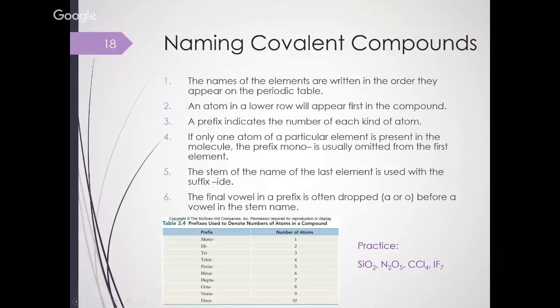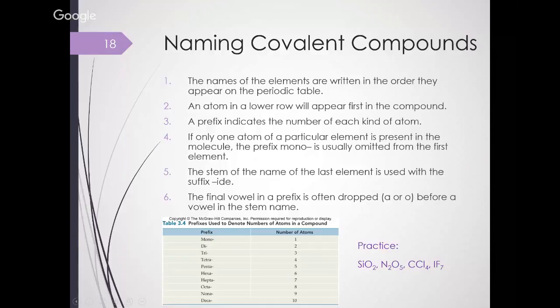So in practicing with these down here, I'm allowed to bond semimetals and nonmetals in covalent compounds. I'm just not allowed to bond metals. So Si happens to be a semimetal, but its name is silicon, not silicone. That's something completely different. So I have silicon. I have 2 oxygens, so I use the prefix di and say silicon dioxide.